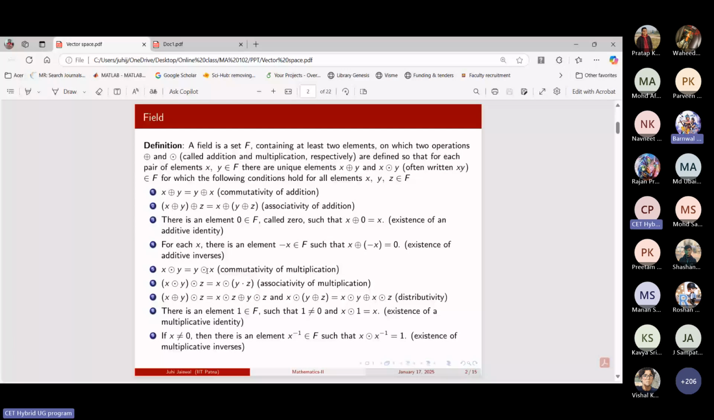The next property, the sixth, says associativity in multiplication: either we multiply x into y and then multiply the result by z, that will be equal to first multiplying y into z and then multiplying the resultant with x. Both quantities will be the same. The seventh property says what?